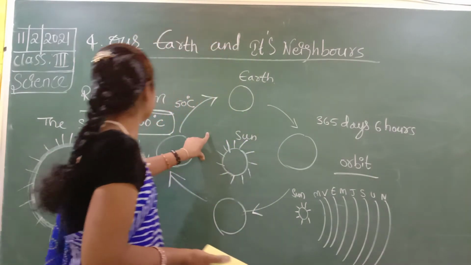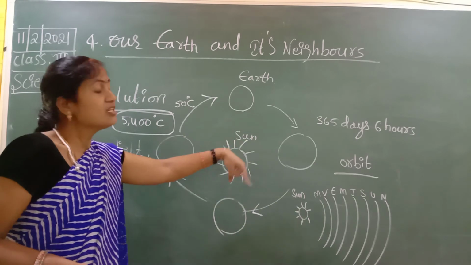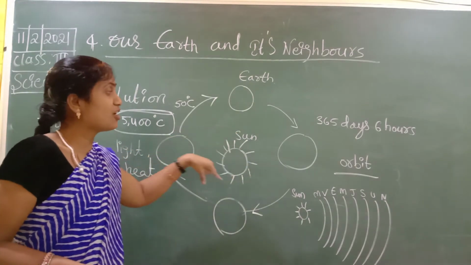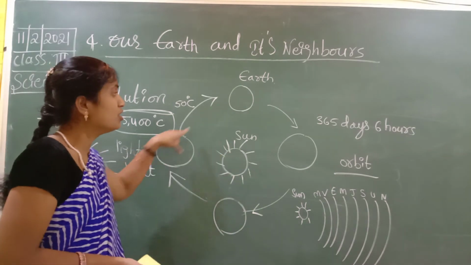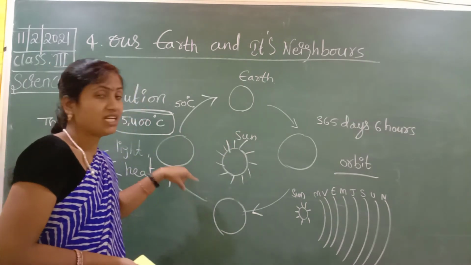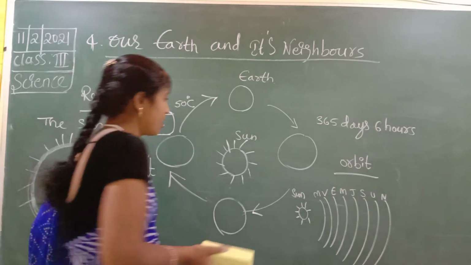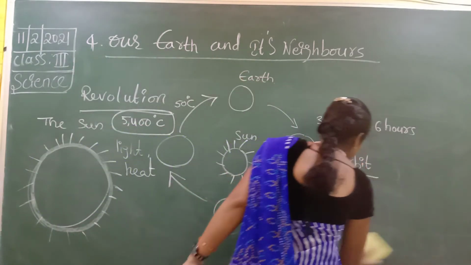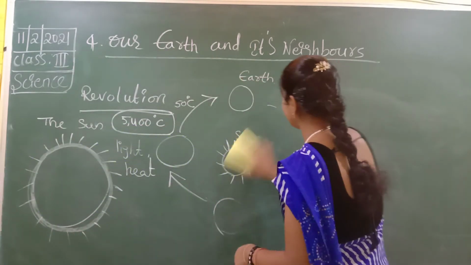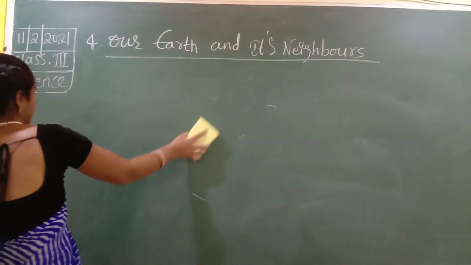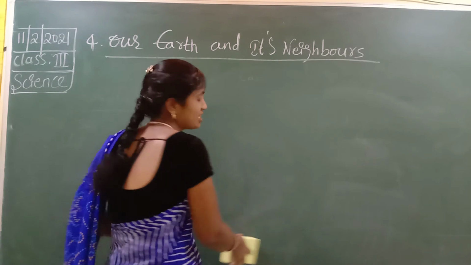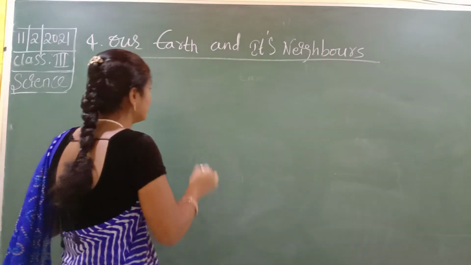So this is the revolution: the earth moves around the sun. Then the shapes of the moon and the movement. Once you read the lesson, you will understand. Draw the pictures and practice the pictures, children.